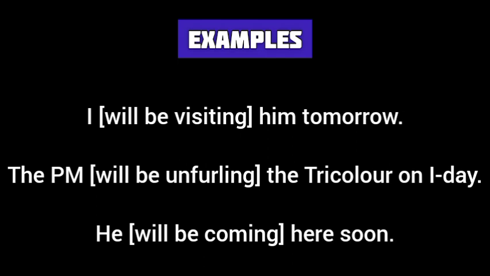Similarly, the PM will be unfurling the tricolor on Independence Day. Obviously, unfurling cannot be a future progressive or continuous activity. It's a pre-arranged official activity for the near future. And then the last example, he will be coming here soon. Here coming is not a progressive future action, but he is expected to come here soon. It's an expected future action.